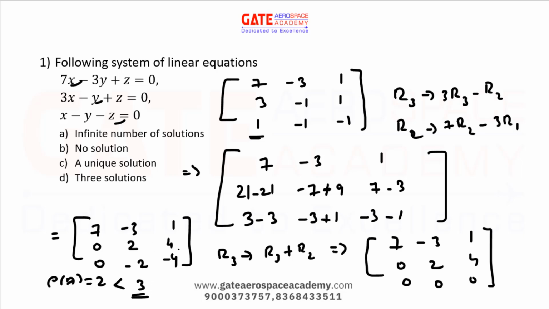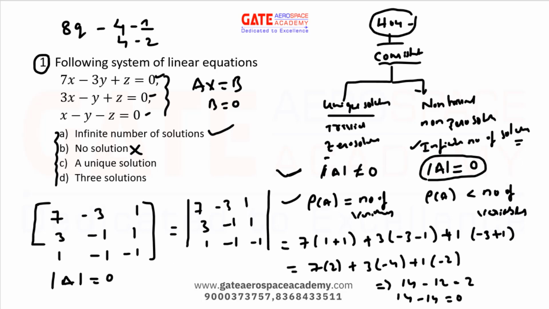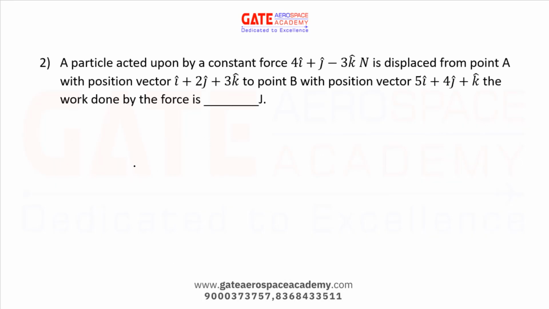So from this method also, it is very clear that this will be having infinite number of solutions. Okay, solution of this homogeneous linear equations is nothing but infinite number of solutions. I think it is very clear now. You can solve this by two methods. Okay, now let's move to the next question.